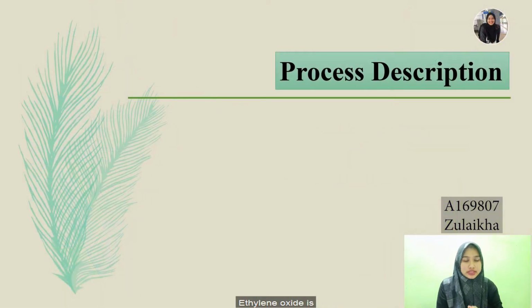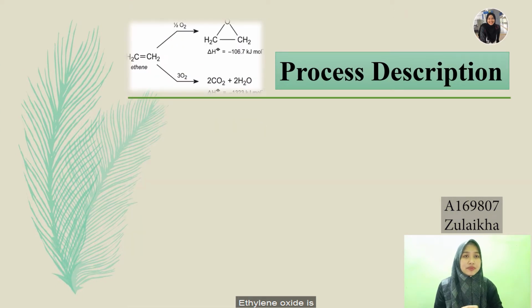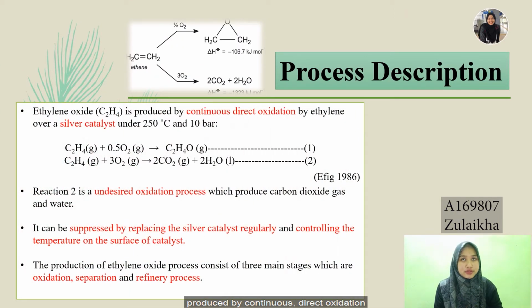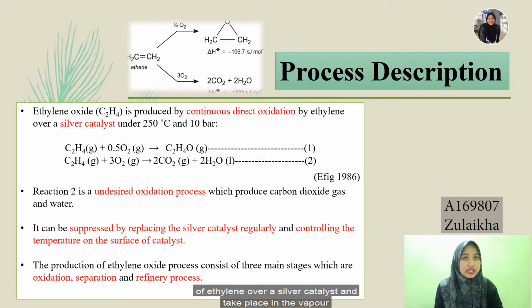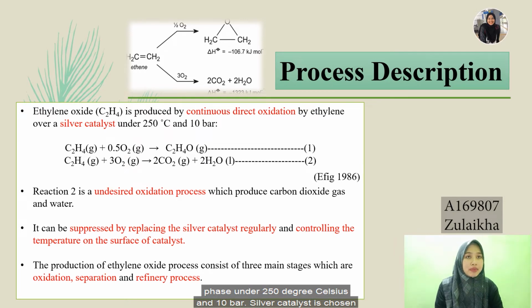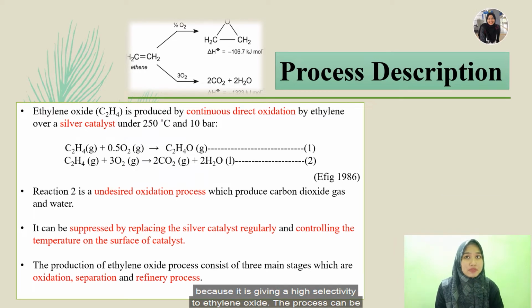For the ethylene oxide process description, ethylene oxide is produced by continuous direct oxidation of ethylene over a silver catalyst and takes place in the vapor phase at 250 degrees Celsius and 10 bar. The silver catalyst is chosen because it gives a high selectivity to ethylene oxide. The process can be split into three main stages: oxidation, separation, and refinery process. The raw materials are ethylene and air.